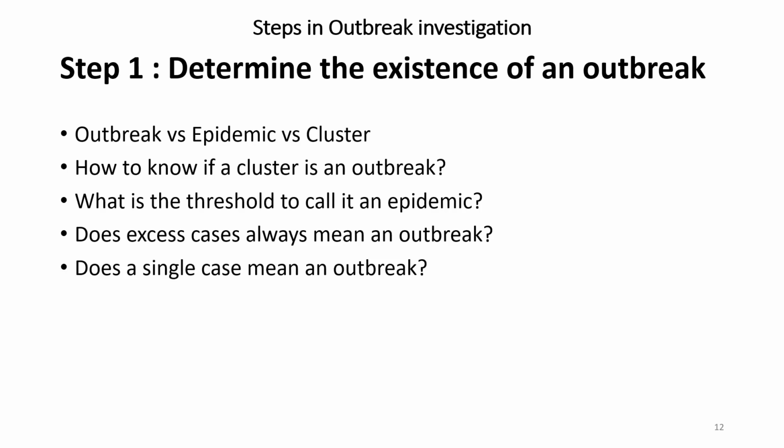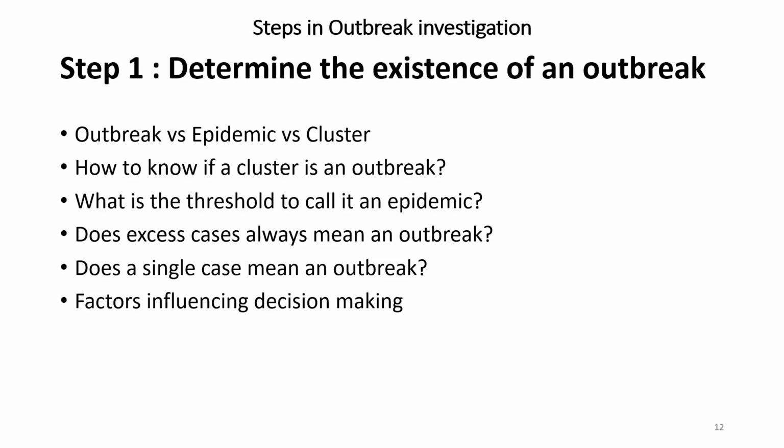As I said earlier, even a single case could mean an outbreak in case of rare diseases. For example, when there is a suspected case of plague, then even a single case is enough to call it an outbreak. Okay. So, what are the factors influencing decision making?